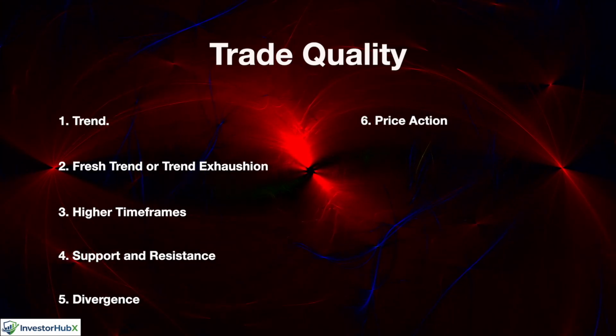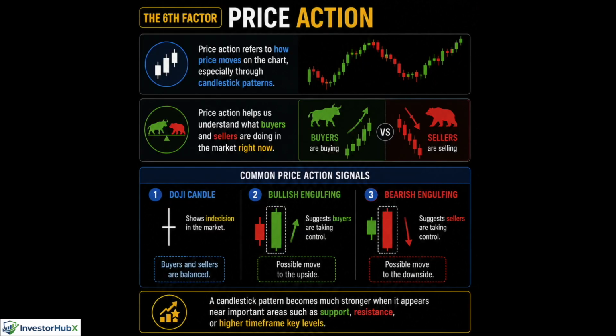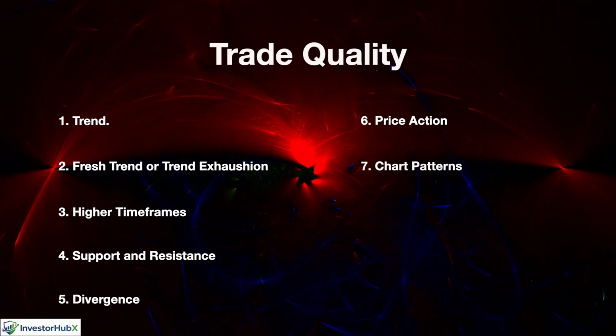The sixth factor is price action. Price action refers to how price moves on the chart, especially through candlestick patterns. Price action helps us understand what buyers and sellers are doing in the market right now. Common price action signals include doji candles, bullish engulfing candles, and bearish engulfing candles. A candlestick pattern becomes much stronger when it appears near important areas such as support, resistance, or higher time frame key levels.